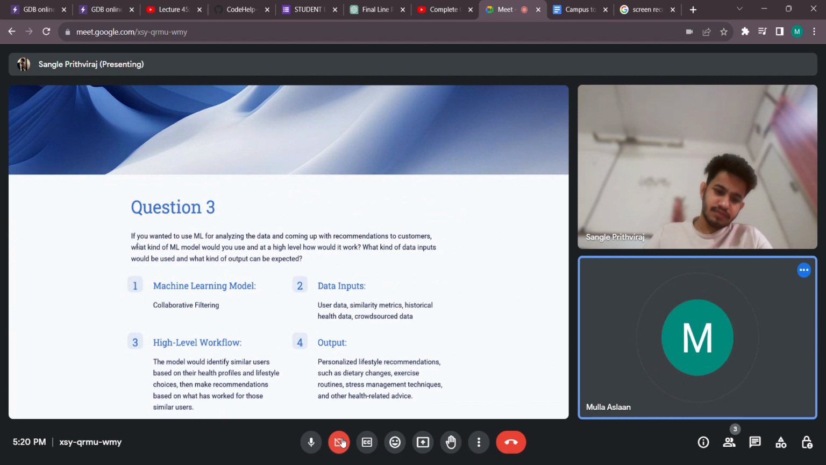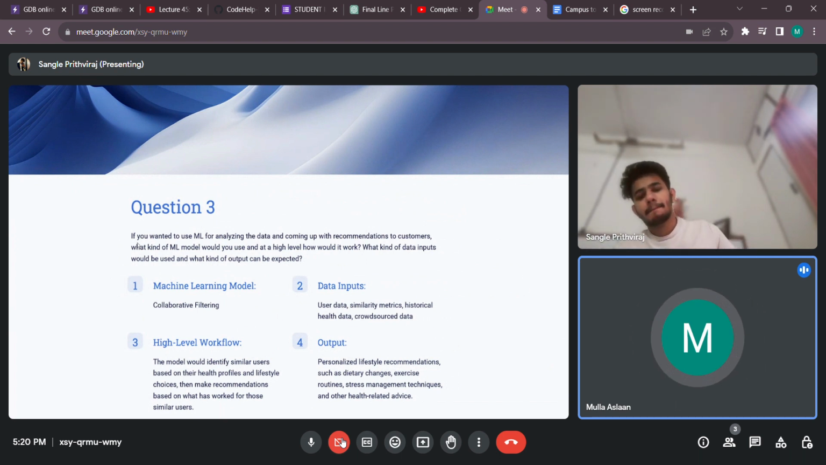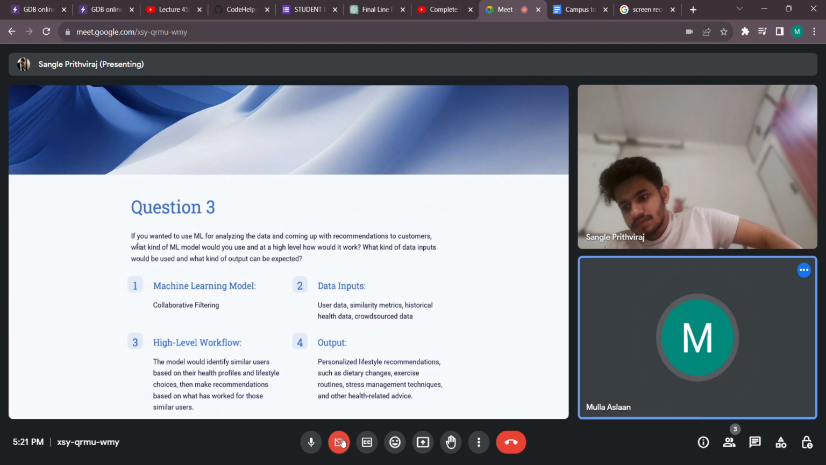Now, how does it all work at a high level? Imagine the collaborative filtering model as your digital health advisor. It begins by identifying users with similar health profiles and lifestyle choices. By analyzing these profiles, the model gains the ability to unearth patterns and relationships that are not immediately evident.